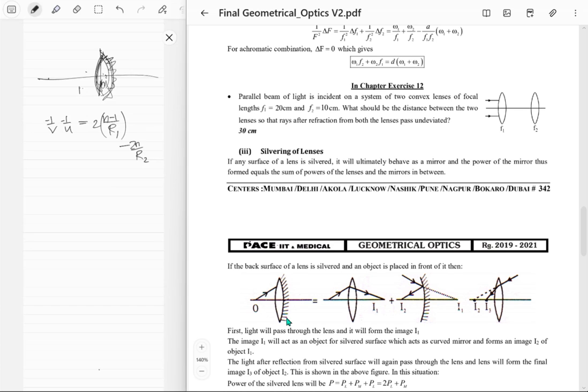What was I going to call it? Right, this is our formula. So this is like 1 upon v plus 1 upon u is equal to 2n upon r2 minus 2 times of n minus 1 upon r2. Now, wouldn't it be nice if this was somehow written as focal length?